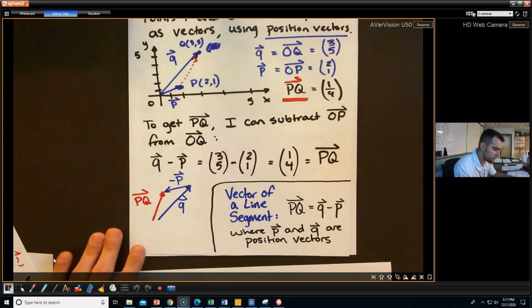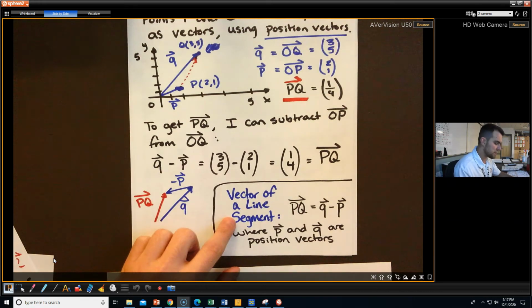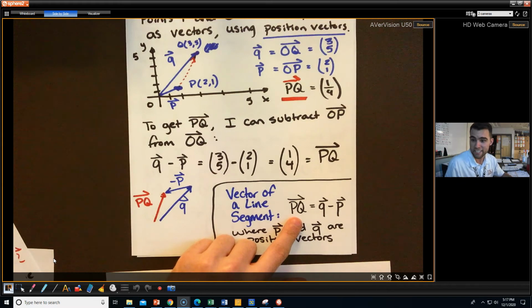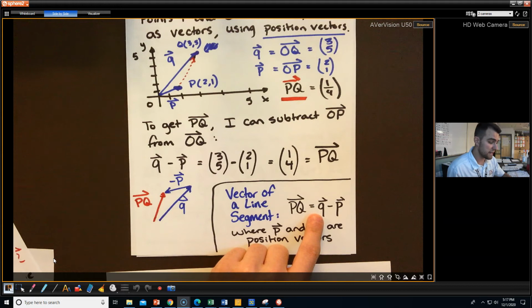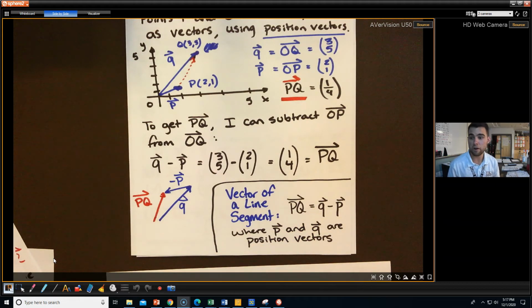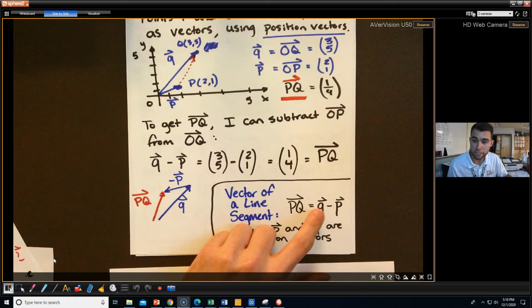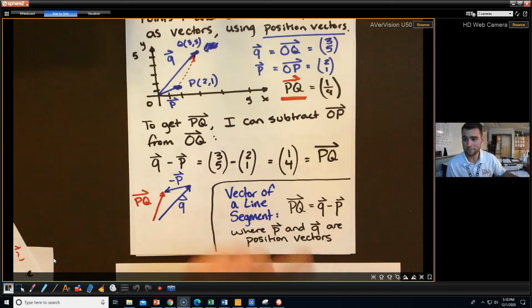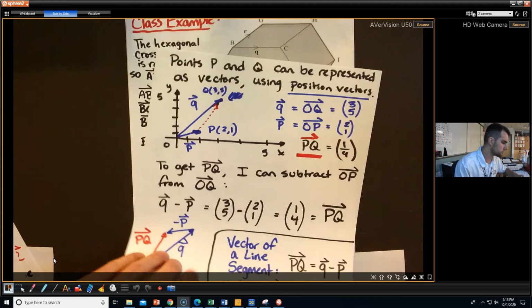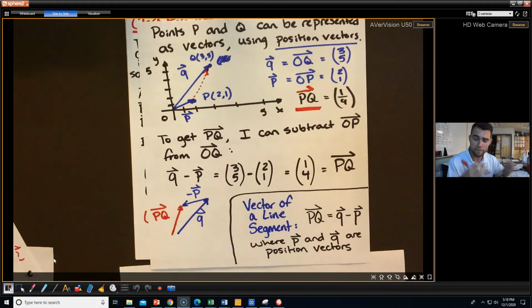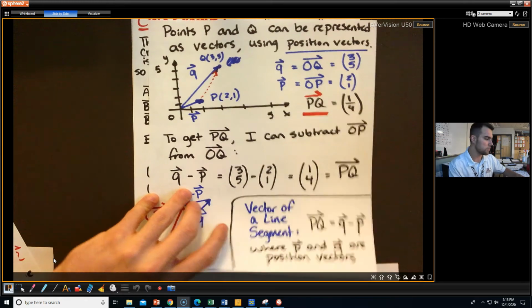But the interesting reveal is that the vector of a line segment, if I have something that's PQ, is the same thing as Q vector minus P vector, where those vectors are position vectors. They are starting from the origin and ending at point P or point Q, similar to what we saw right here. So anytime you have a vector that you're trying to find or calculate, it's just going to be this position vector minus this position vector. And it's going to be pretty powerful. We're going to use some of these ideas of adding vectors and position vectors to help us out with this class example.